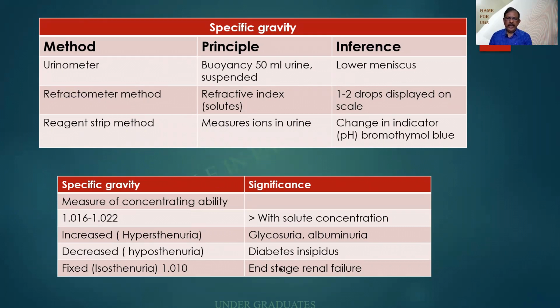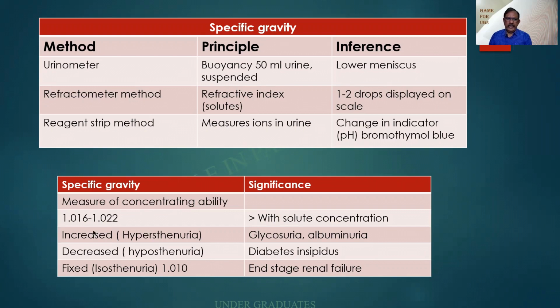And what is the significance of the specific gravity? You find that the range is there, 1.016 to 1.022. And the specific gravity increases with solute concentration. Solute is the material that is there, and solvent is the one that dissolves it. Both together form the solution.